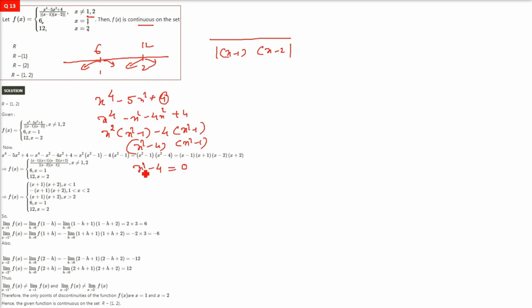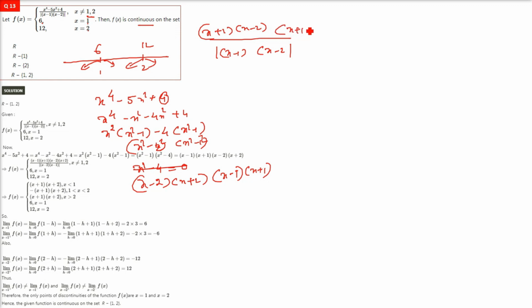So basically what are you going to get? x minus 2, x plus 2. So this is basically a minus b, a plus b, x square minus 2 square, a minus b, a plus b, x minus 2 into x plus 2. In x square minus 1 square, it will be x minus 1, x plus 1. Again, a square minus b square formula we are using. Right. So this will be in the numerator: x minus 2, x plus 2, x minus 1, x plus 1.